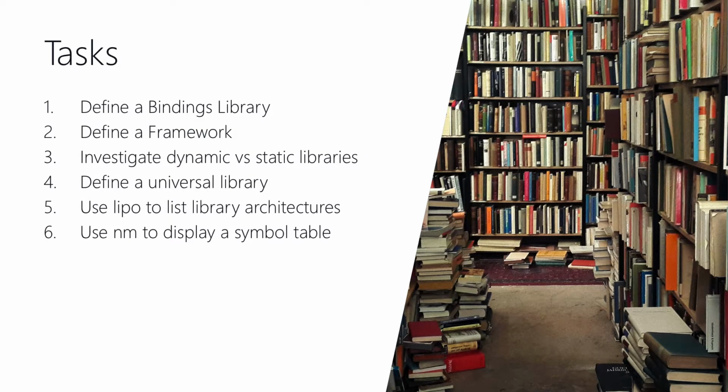We'll look at the definition for a bindings library. We'll define frameworks, and then we'll investigate dynamic versus static libraries, both concepts that we've talked about earlier. And once we're done with that, we'll look at universal libraries and then how to inspect our libraries using lipo, as well as nm, a tool to display symbol tables.